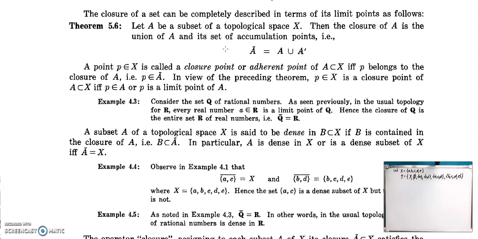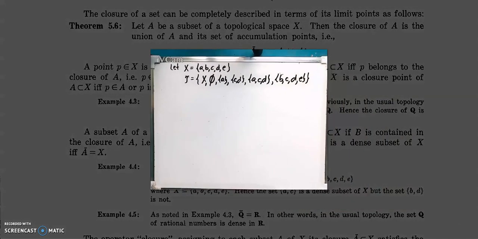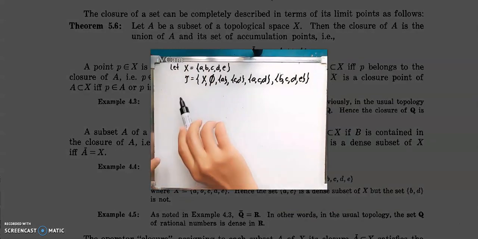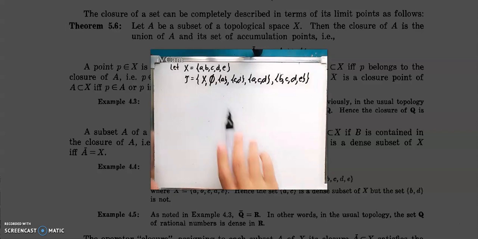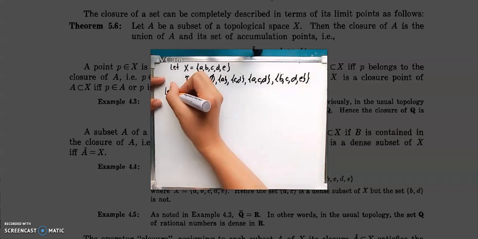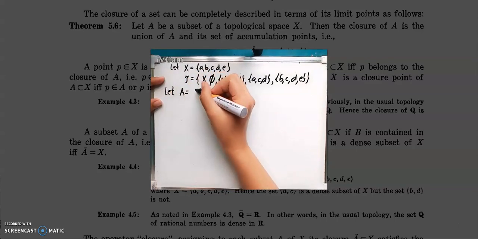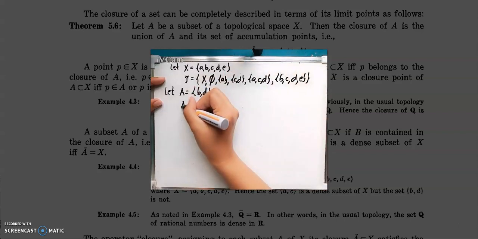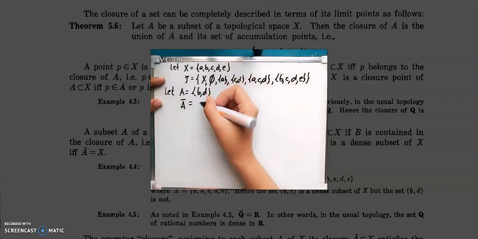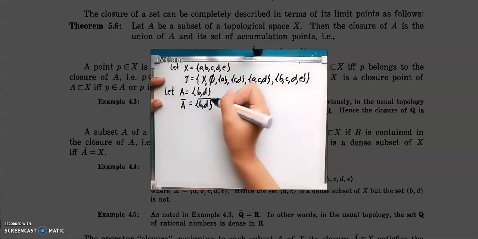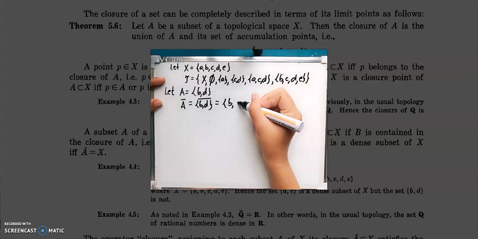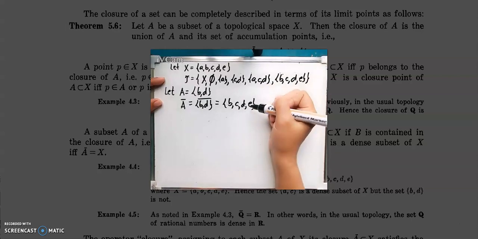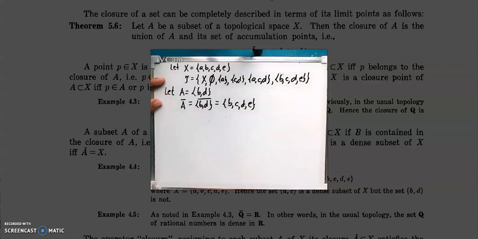To illustrate this theorem, we use the previous example, example 3.1, wherein we consider the set X and we have here the topology. So we let A be equal to this set BD. And we have already shown in our previous video that the closure of BD is equal to the set with elements B, C, D, E. So we're done showing this one in our previous video.